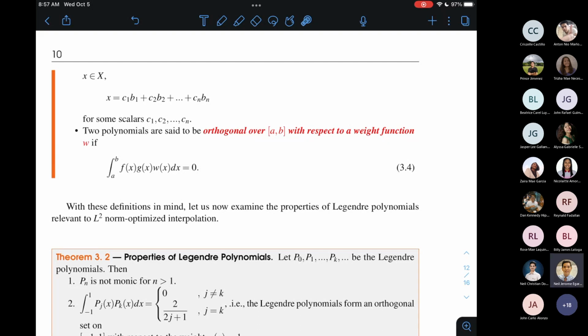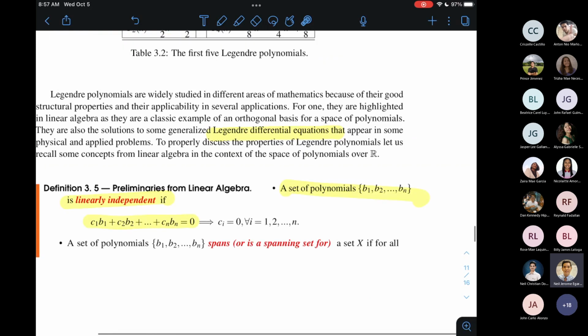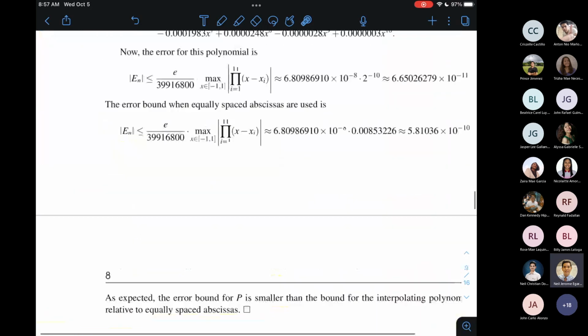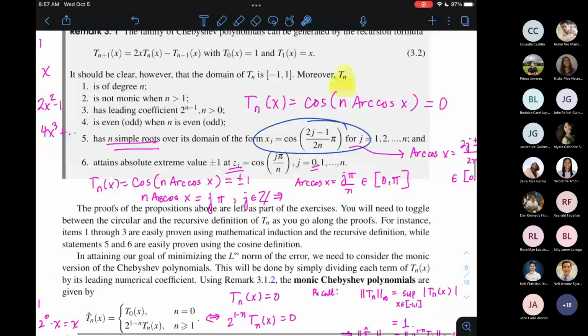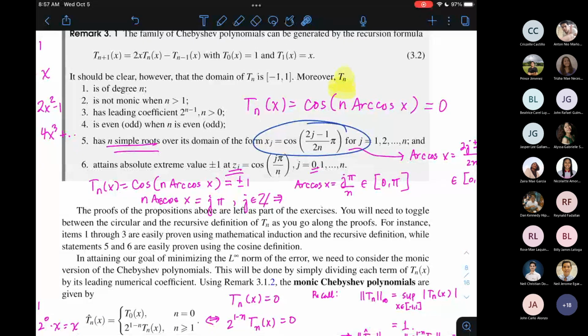Okay. About the number of fruits, 3.1. Sana wala akong typo, pero tingnan natin. Okay, 3.1. So, tingnan natin yung remark 3.1. So, number 5.